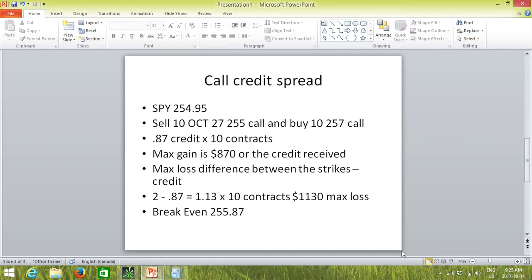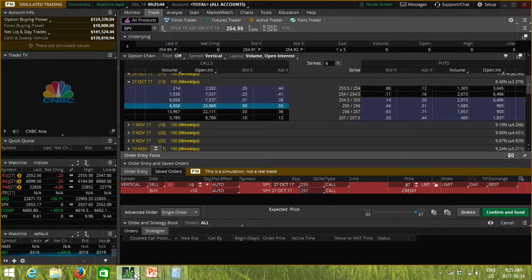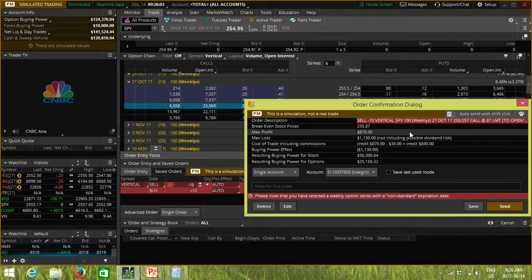Okay, so let's take a look at it on my paper money account. Here we are selling the 255 call, buying the 257 call. There's our 87 cent credit, and there are the numbers: our max profit $870, max loss $1,130.